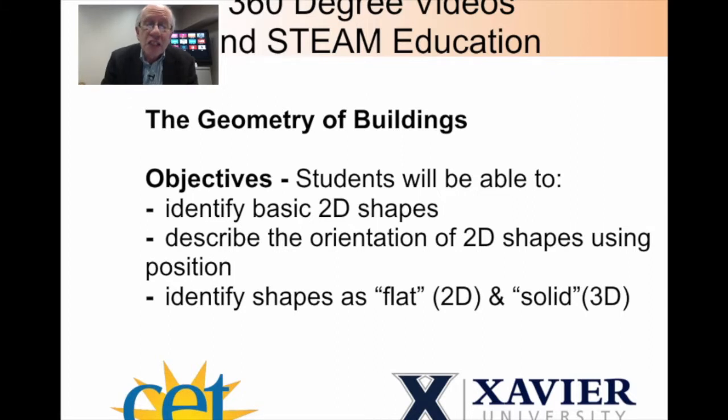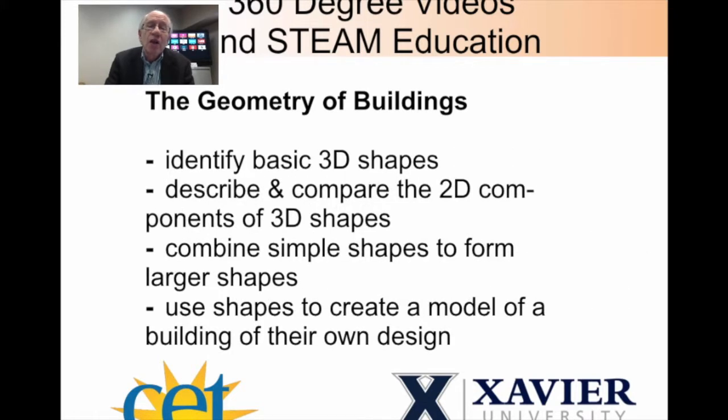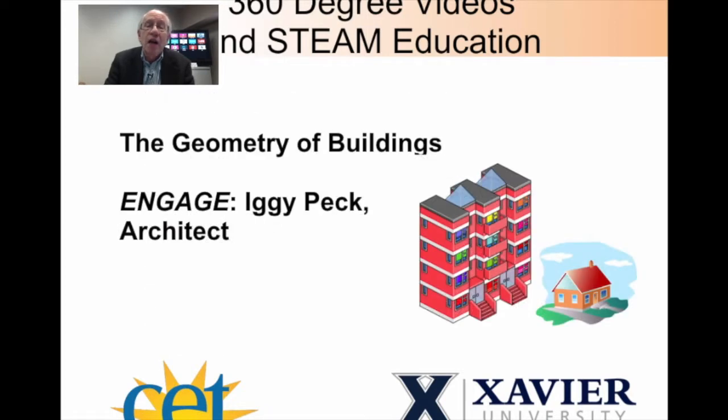The objectives of the lesson are pretty ambitious. We want students to identify basic 2D shapes and their orientations, identify flat shapes as 2D versus solid, the language that's used for 3D shapes. And it goes on. We want to identify basic 3D shapes, describe and compare the 2D components of 3D shapes, combine simple shapes to form larger shapes, and use shapes to create a model of a building of their own design. So here's the engage stage.